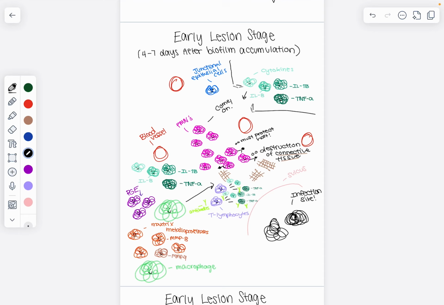Macrophages and lymphocytes begin to infiltrate the area, and cytokines like IL-1B, TNF-alpha, and IL-6 are released, signaling to amplify the immune response. PGE2 is another mediator to help at the infection site. T lymphocytes then are released, and they release cytokines and antibodies to help the immune response. The MMPs, specifically MMP8 and MMP9, are secreted by neutrophils, leading to degradation of collagen in the gingival connective tissue.